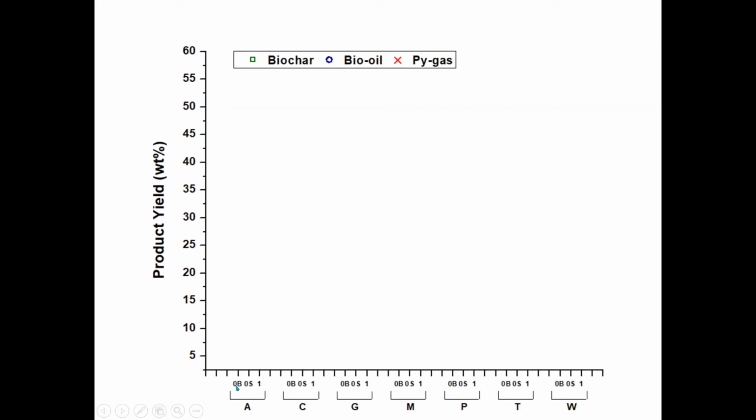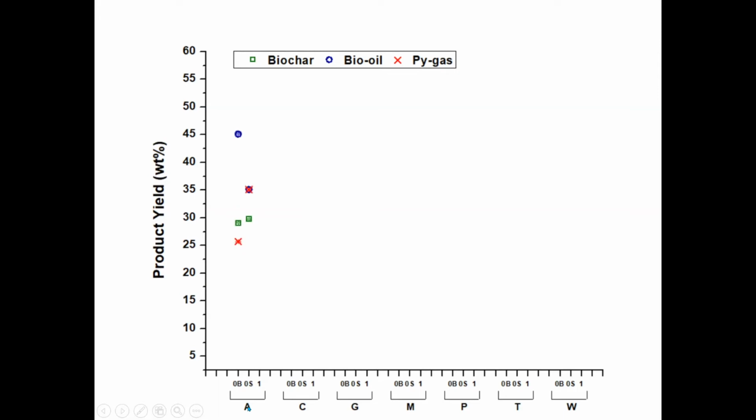And we have 3 scenarios. 0B means the blank test. There's nothing in the downstream, and the temperature is only 550. And we have the secondary scenario, and we have the autocatalytic pyrolysis scenario, and the mass ratio is 1.